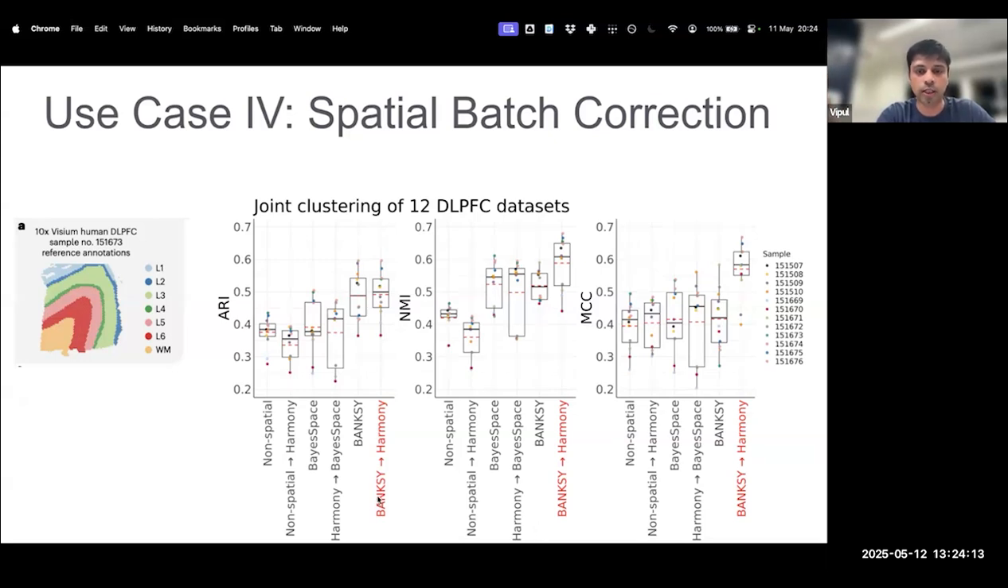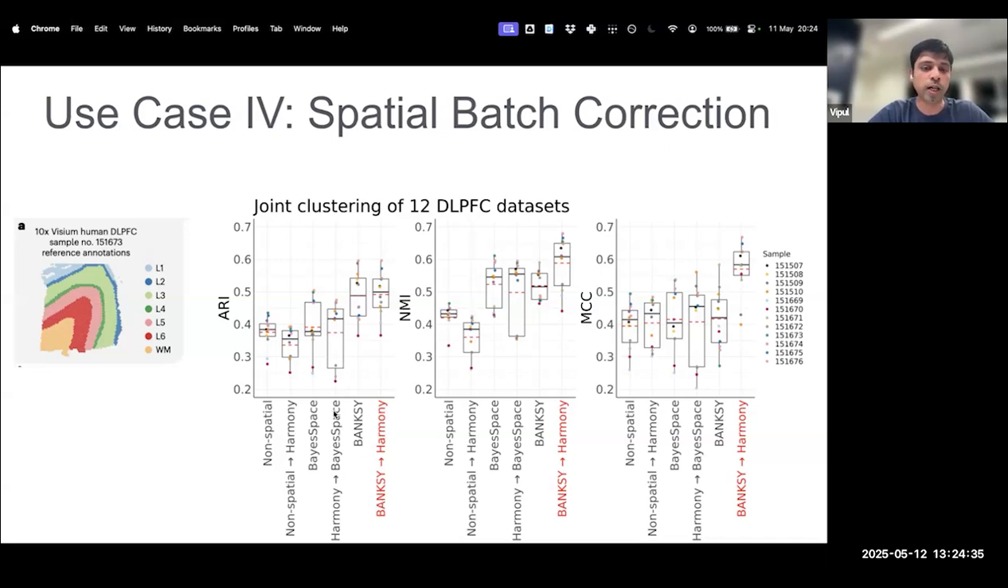You can take BANKSY, take your data, your 12 slices, and run BANKSY on it. Now you have your 12 spatially informed gene cell matrices concatenated, and you feed them into Harmony, right? And then you just do clustering, and what you find is that the performance is much better. We call it spatial batch correction because you're doing batch correction on something that's spatially informed.